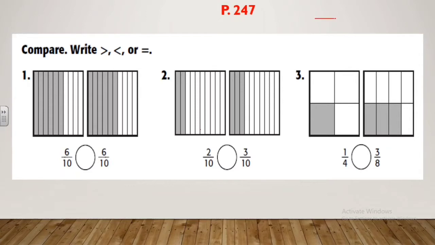If we have two fractions and the number down is the same, we will look up. Okay? When you look up, the big number is the big fraction. But if we have two fractions where the number up is the same and the number down is different.